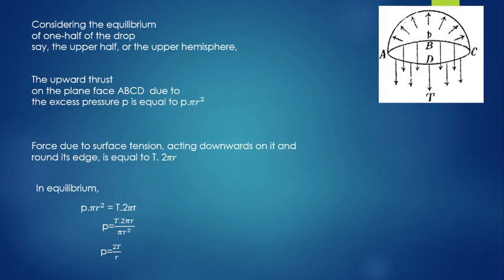So this is the expression for the excess pressure inside a liquid drop. Inside a liquid drop, the excess pressure is equal to 2 times the surface tension divided by the radius of the liquid drop.